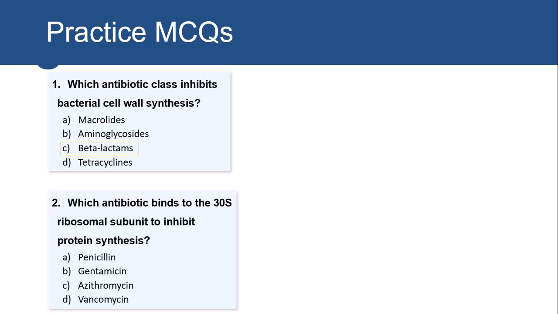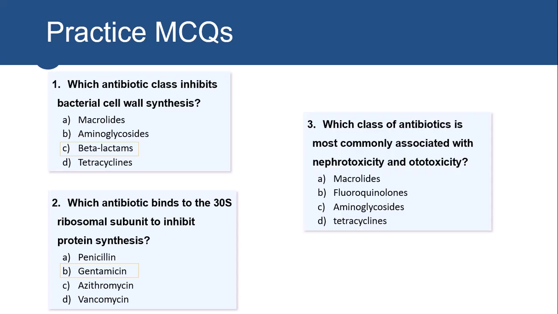Question 2. Which antibiotic binds to the 30S ribosomal subunit to inhibit protein synthesis? The correct answer is B. Gentamicin. Remember, aminoglycosides bind to the 30S subunit to inhibit protein synthesis. Question 3. Which class of antibiotics is most commonly associated with nephrotoxicity and ototoxicity? Correct answer is C. Aminoglycosides. Monitoring renal function and hearing is crucial when using these drugs.